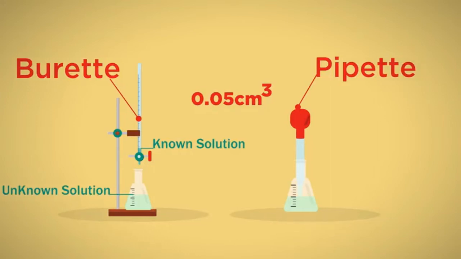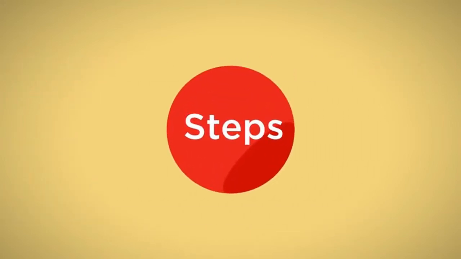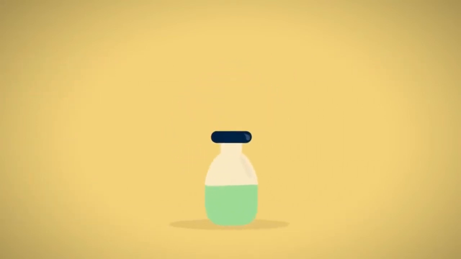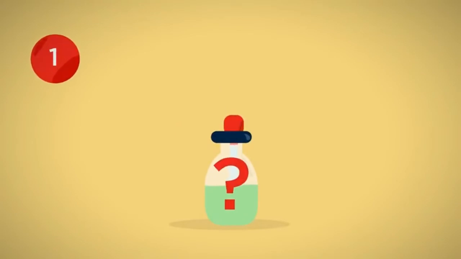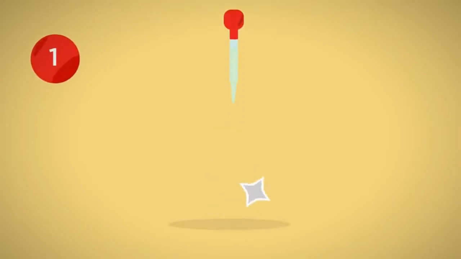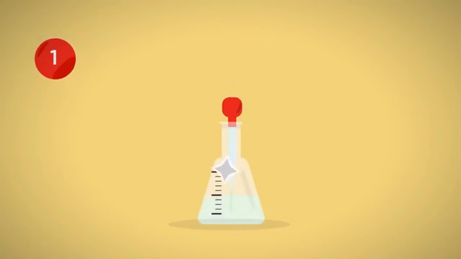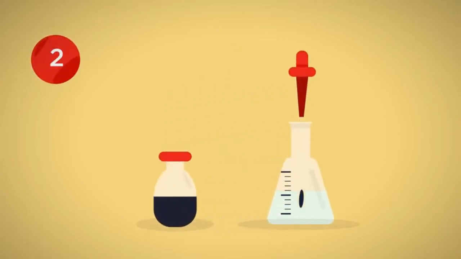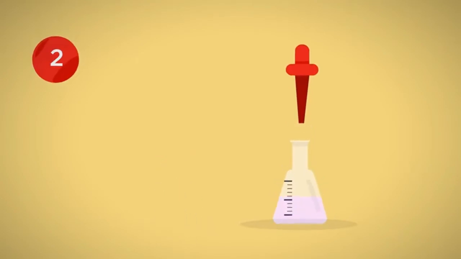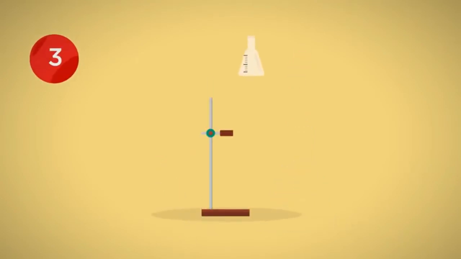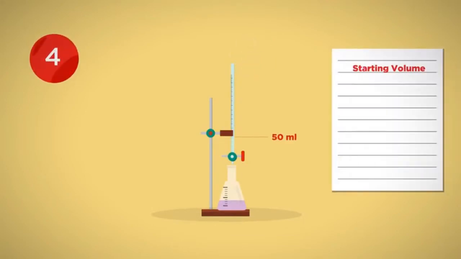To carry out a titration, you follow these steps. 1. Using the pipette, add a set volume of the unknown solution to a clean conical flask. 2. You may also need to add a few drops of indicator. 3. Fill the burette with a known solution. 4. Record the starting volume on the burette.